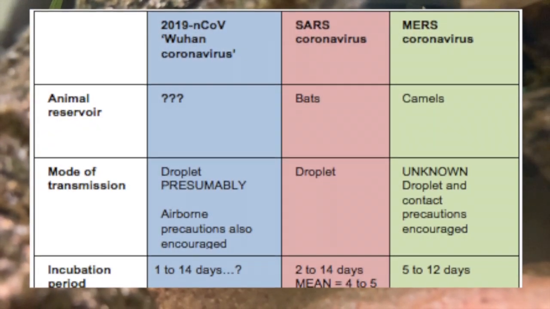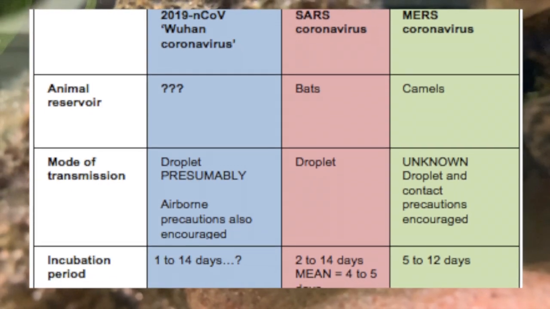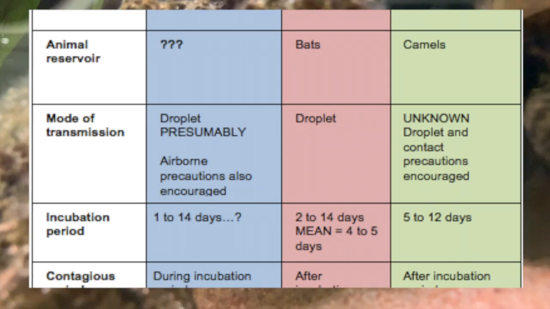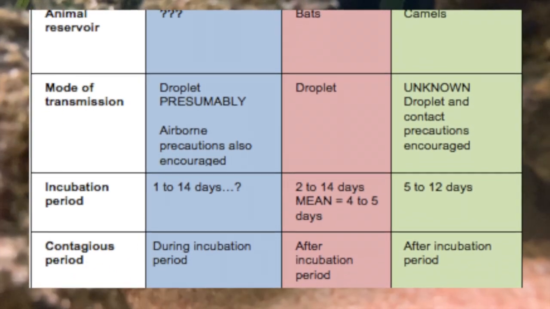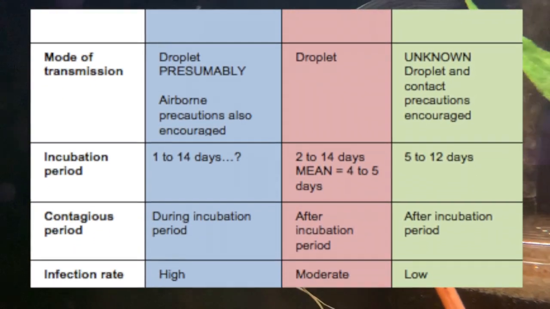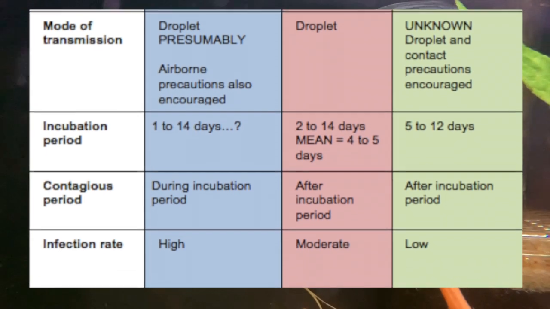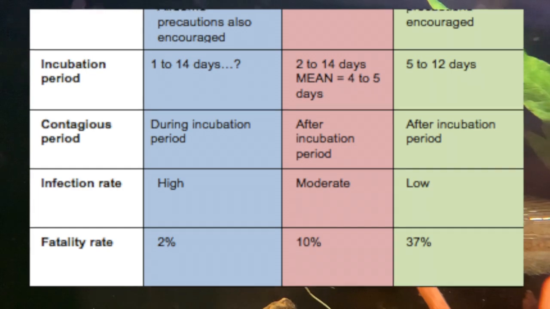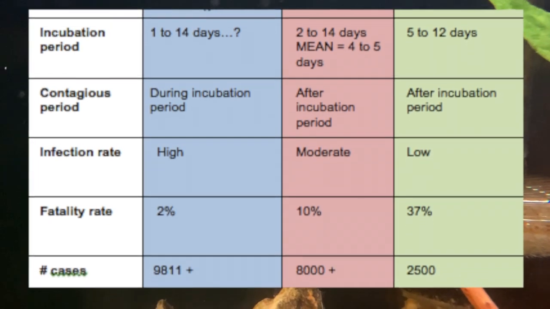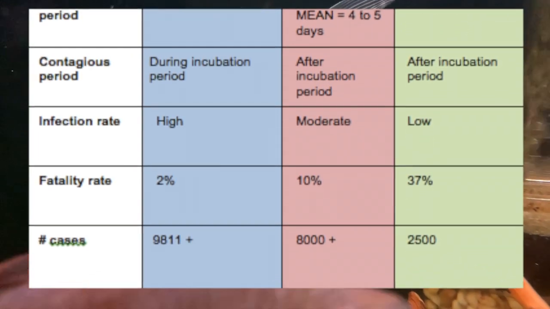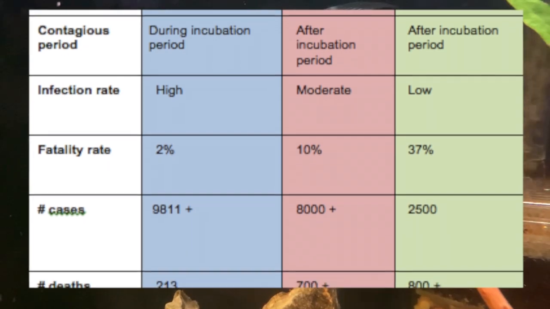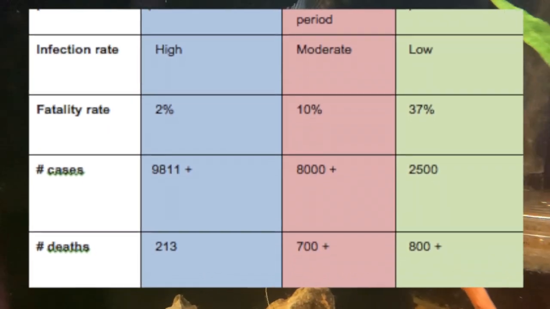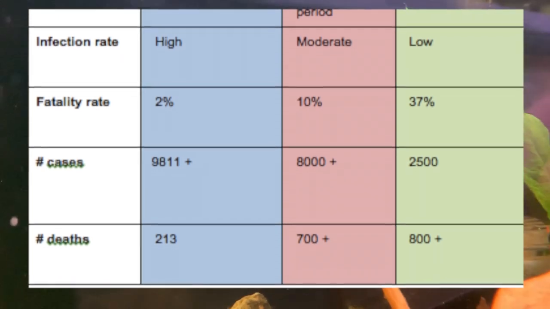Here are the key statistics between the Wuhan coronavirus, SARS, and MERS. The incubation period is very similar, but the contagious period for the novel virus is during the incubation period. This means that patients can asymptomatically infect others. The infection rate is the highest among these viruses, as in such a short time, the number of cases has already surpassed those of the other two viruses. However, the fatality rate is much lower.